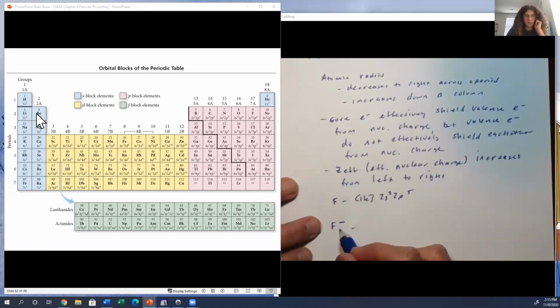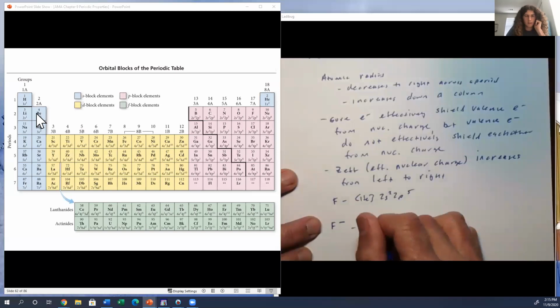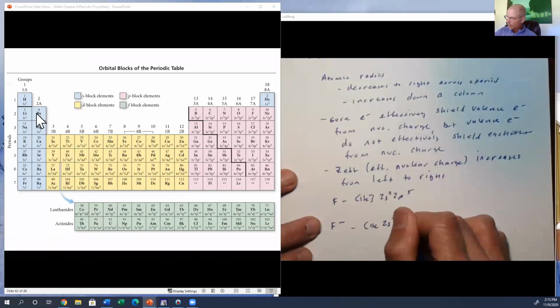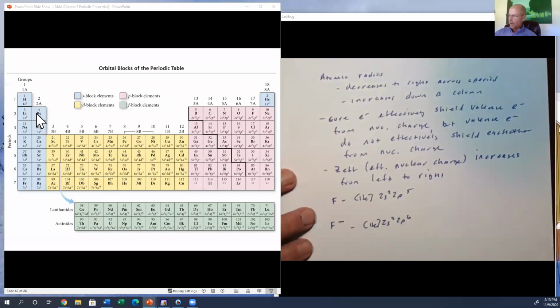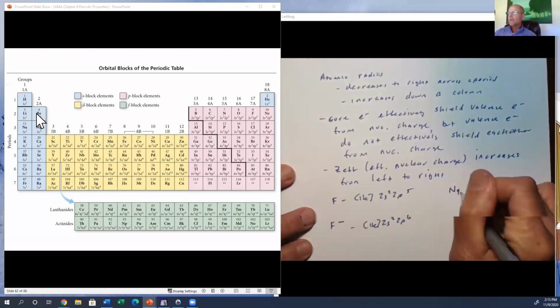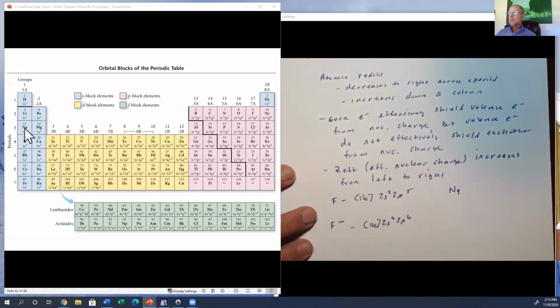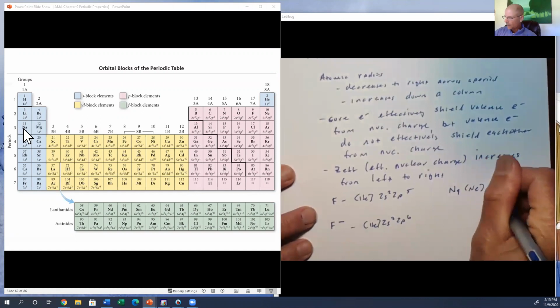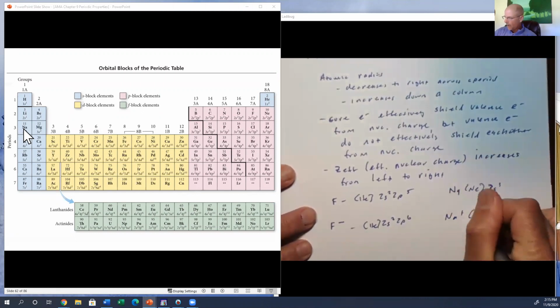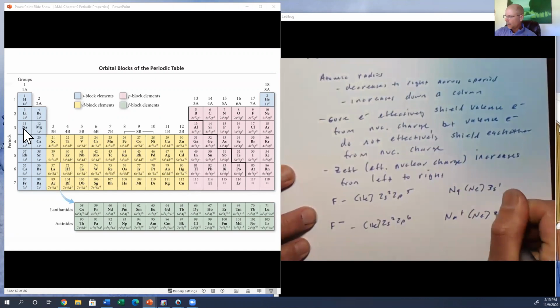Into the 2p orbital, right? So it's going to be a helium core, 2s2, 2p6. Easy enough? If we're going the other way, to a positive ion, let's say we're looking at sodium. Sodium here would be neon core, 3s1, and then you form the ion. You'd write neon core, 3s0, right? Because you lose an electron in sodium to form the positive ion, okay?